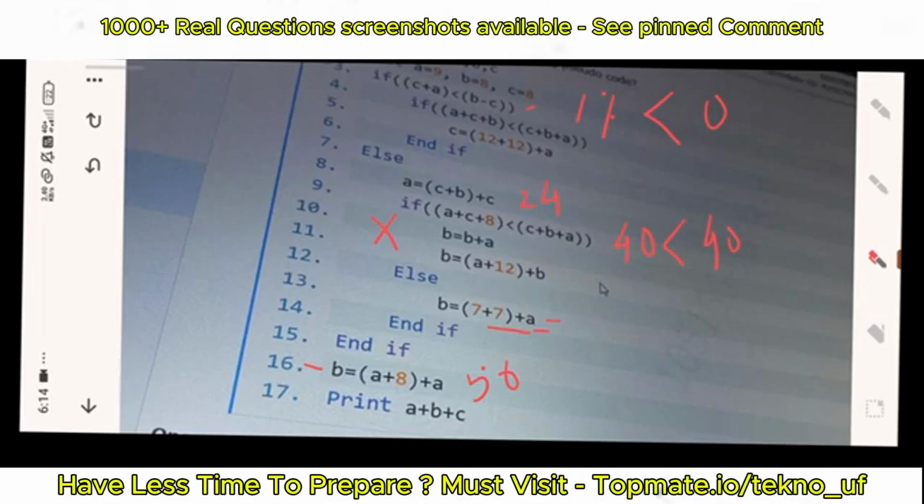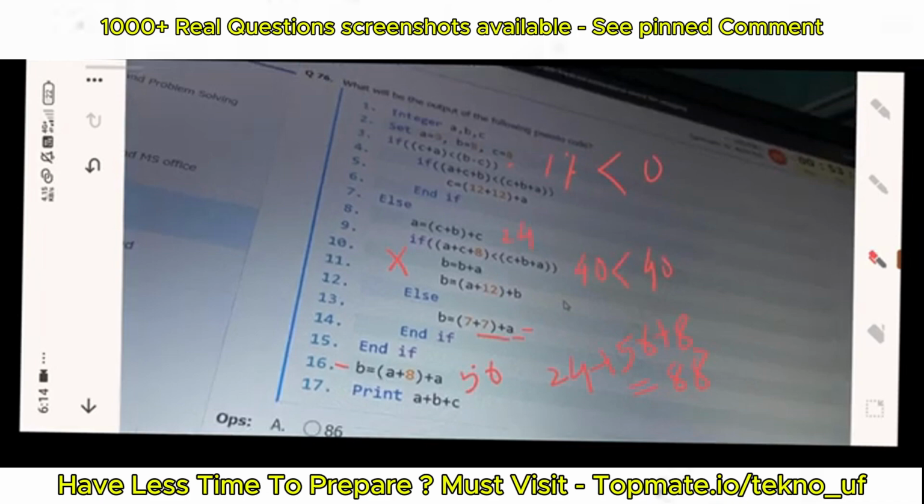So value of a was what? Value of a was 24, value of b is 56, and value of c becomes 8. So 24 plus 56 becomes 80. 80 plus 8 is equal to 88, right? So I hope you understood.